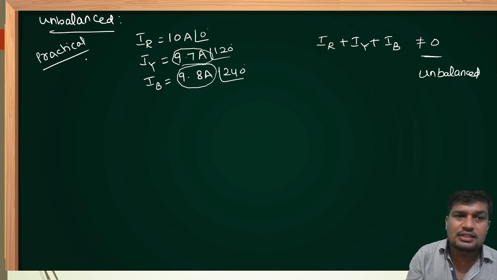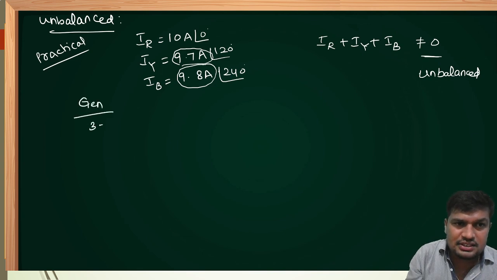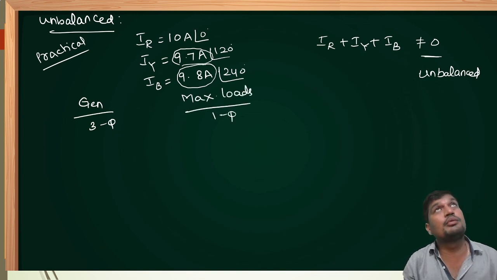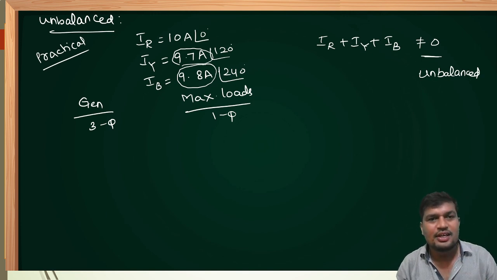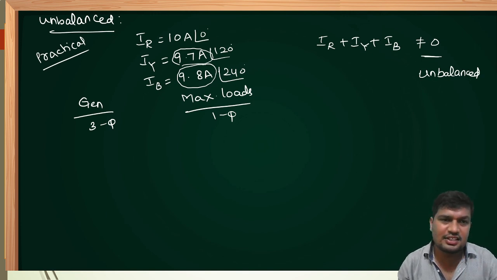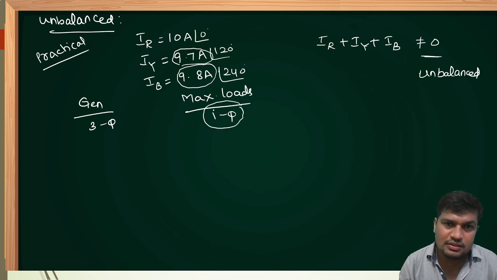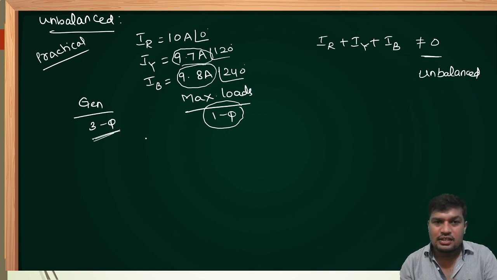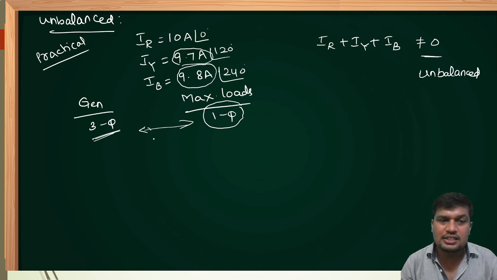This unbalance occurs in the power system since the generation of power is three phase, but the maximum loads are single phase loads. I am using a lamp in my home, that is a single phase load. I am using a fan in my home, that also works as a single phase load. Maybe in agriculture three phase loads are used, but the majority of consumers use single phase load, even though power generation is three phase. Therefore, this situation is creating unbalanced condition.